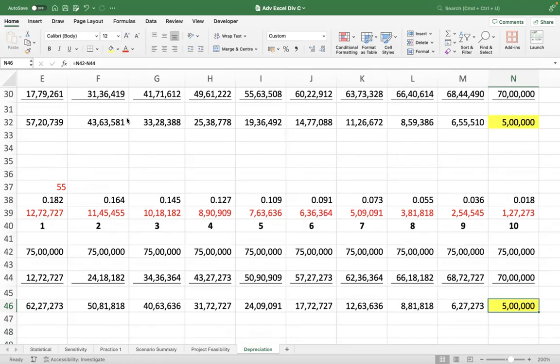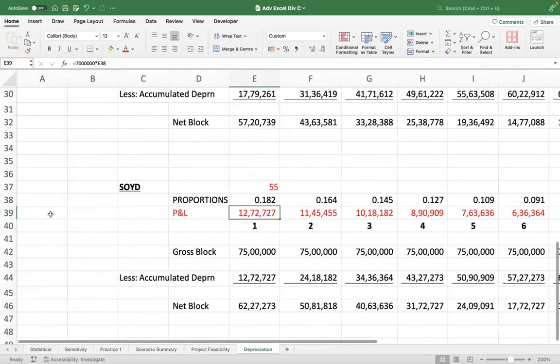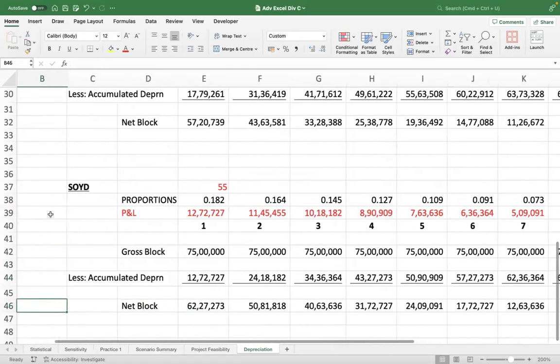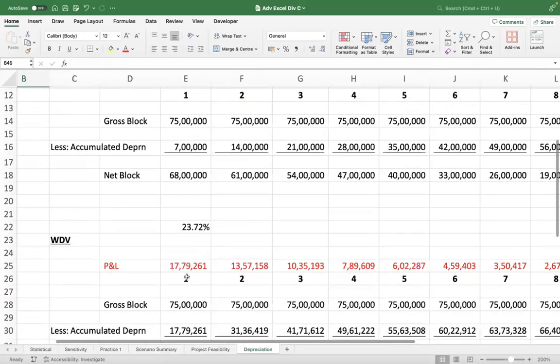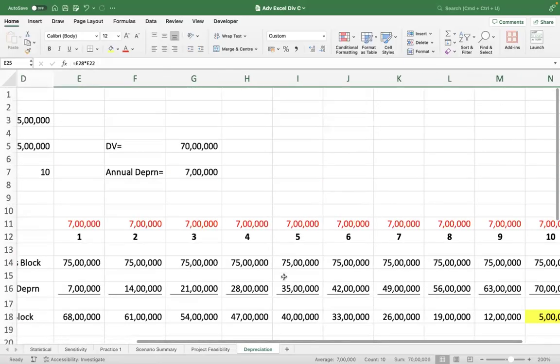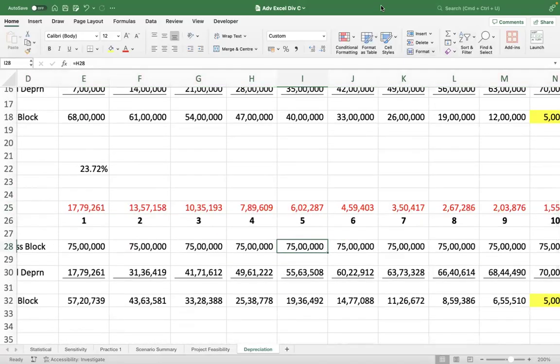Clear? So that's how you compute depreciation under the 3 methods. Logically, the red lines here show your P&L impact, and this is your balance sheet extract. Okay. So that was the video around depreciation.